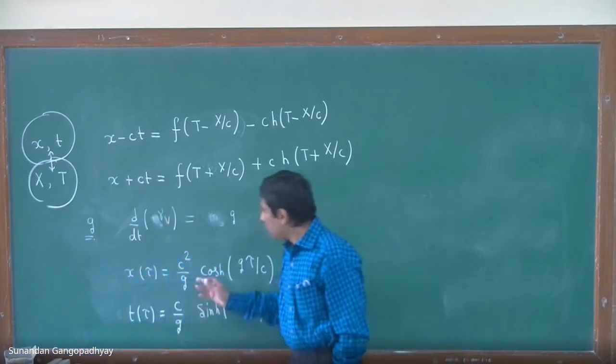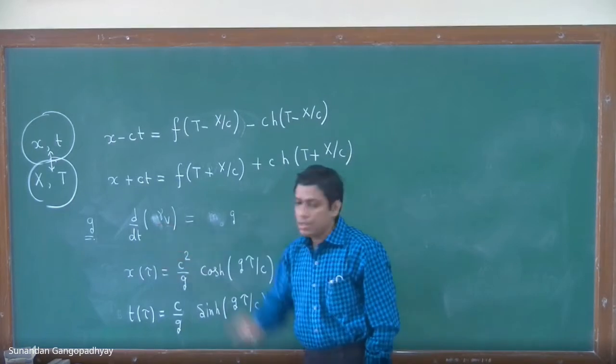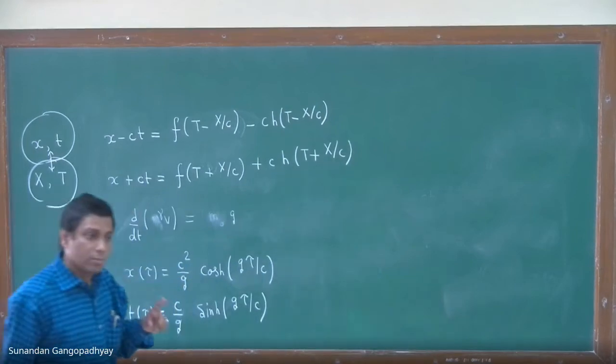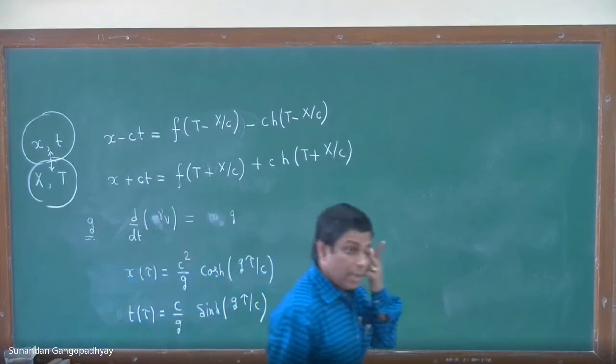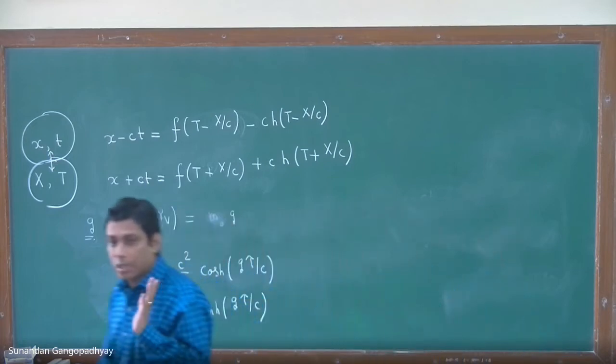Now, just some interpretation or conceptual issues. What is this velocity v? This velocity v is the velocity of the accelerated observer who is uniformly accelerating as detected by an observer in the inertial frame with inertial coordinates t and x.